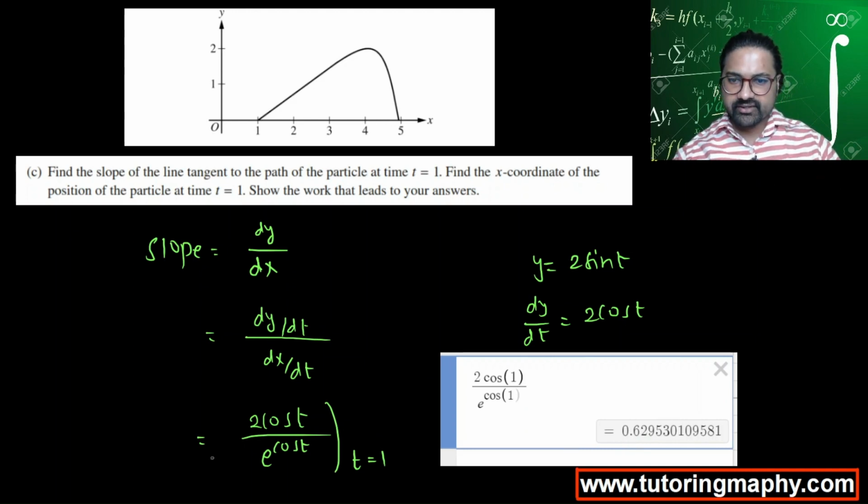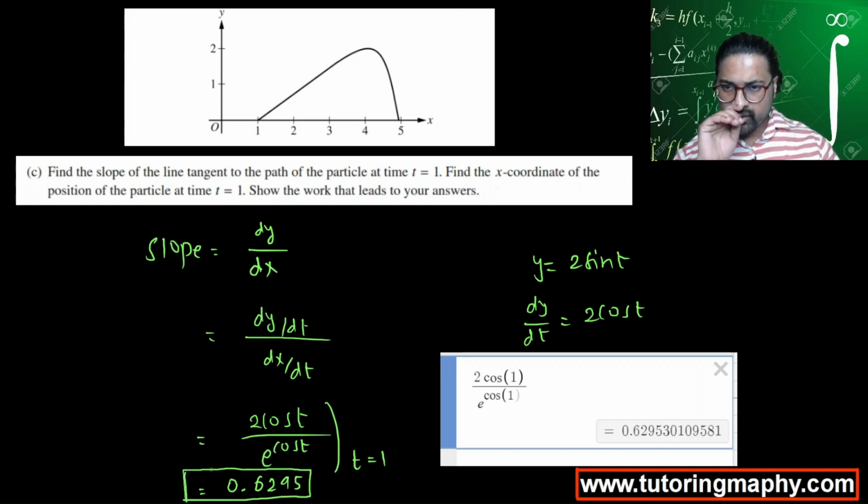0.6295. So this is the slope, which is 0.6295. Are they asking something? Find the slope of the tangent to the line. I think that's it. The next part is they're asking what is the x coordinate of the position of the particle at t equal to 1. So they're asking the value of x, right?